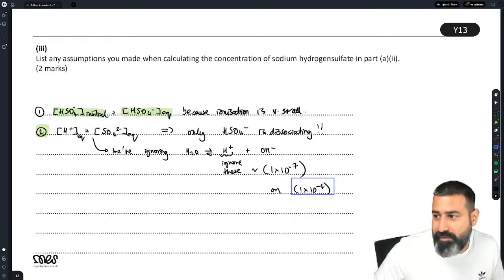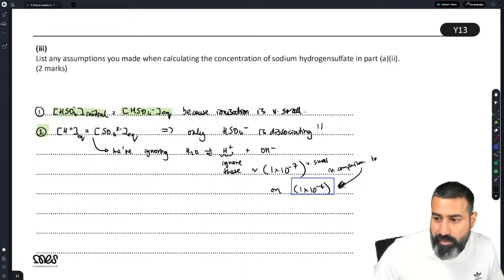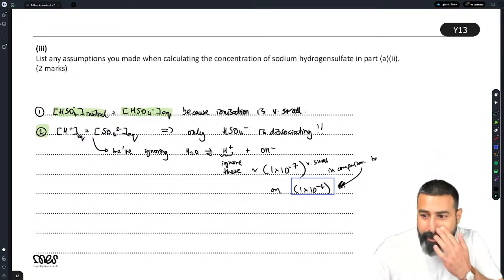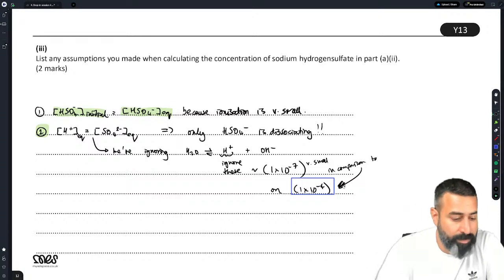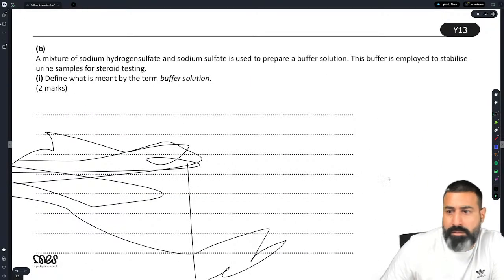Exactly. Because this is very small in comparison to this. Cool. Yeah, big difference between those in terms of order of magnitude. Right.